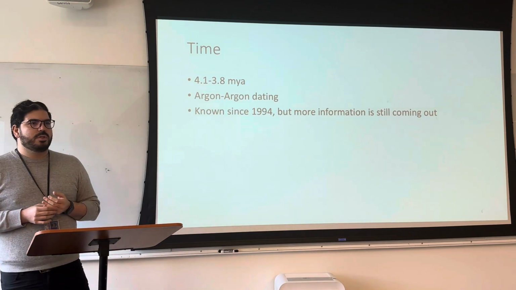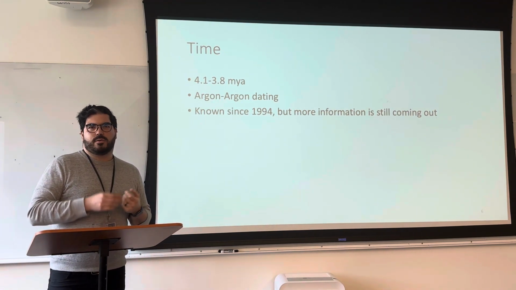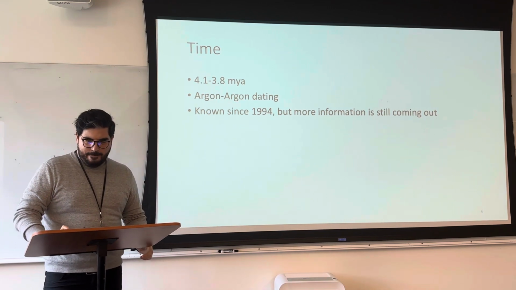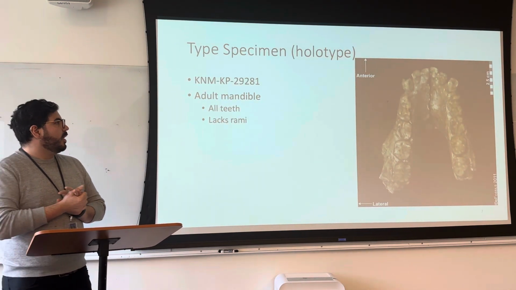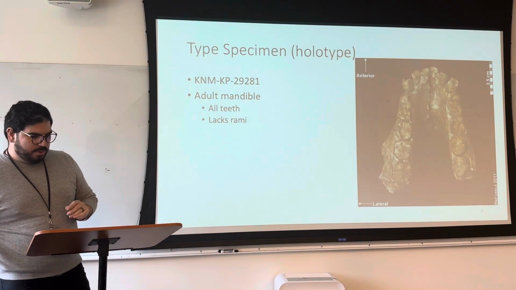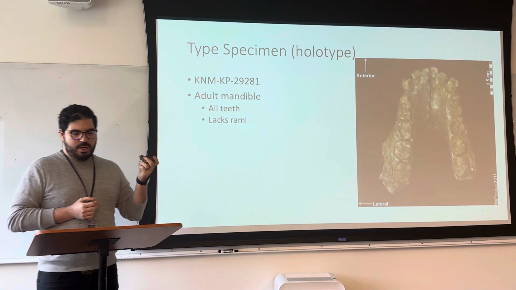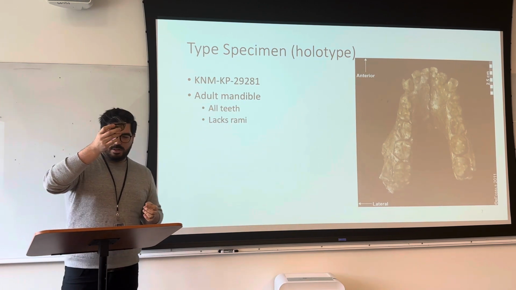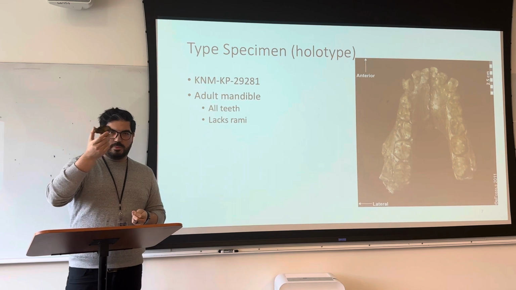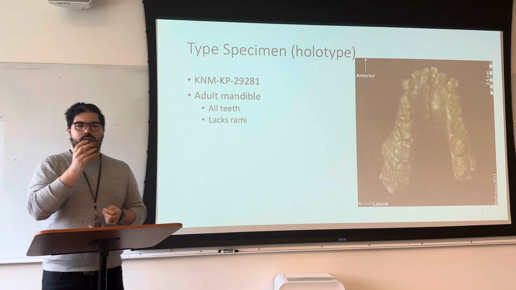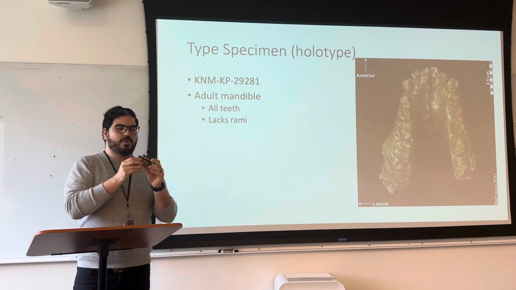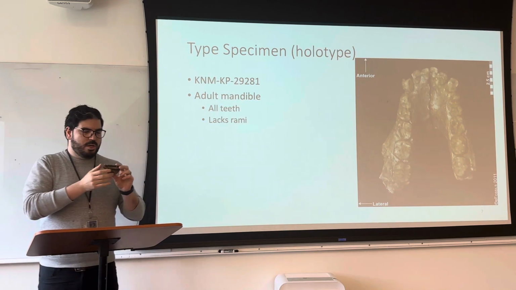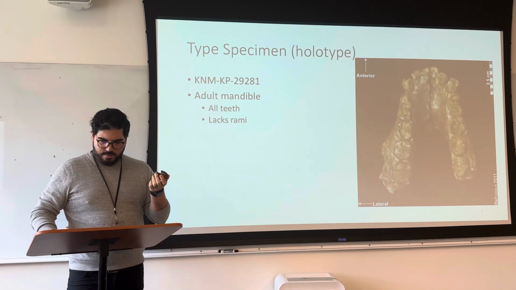These fossils were known since the mid-90s, but as time progresses, more and more information has been coming out on anamensis. So the type specimen, or the holotype, that we have for this is this mandible, KNM-KP-29281. We have a cast right here. This is an adult mandible. It has all the teeth. It lacks the rami, though, the portions of the mandible that go up to articulate with the cranium. So it lacks that.